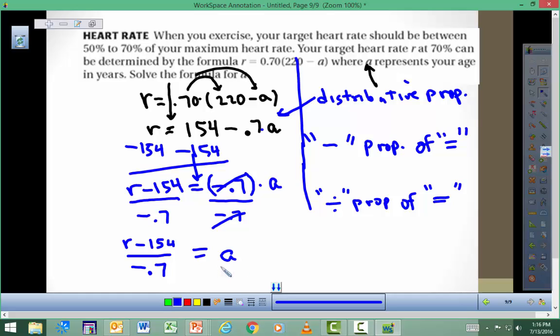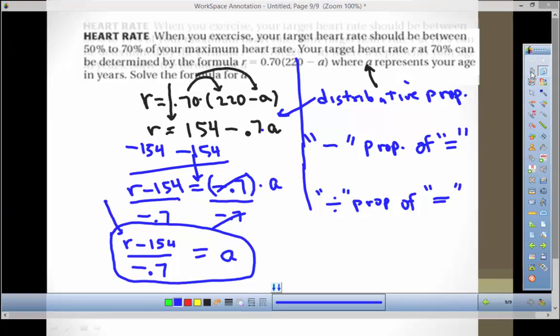Now, on this particular problem, please understand, we're not asked necessarily to get a numerical answer for a. We're just asked to solve for a. And so what we do now, well, we would use this equation later on. We'd say, well, what is your heart rate that you want to have? And then we'll find out what the age would be for that particular heart rate. Okay, so that kind of concludes part 1. So we're going to go ahead and move on to part 2 now.